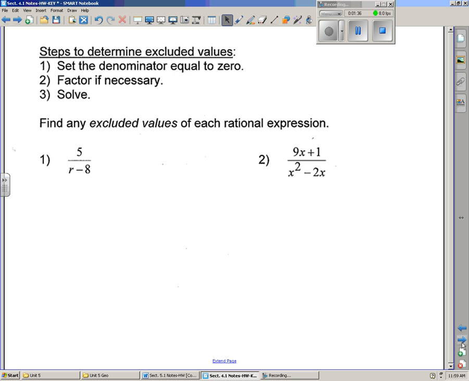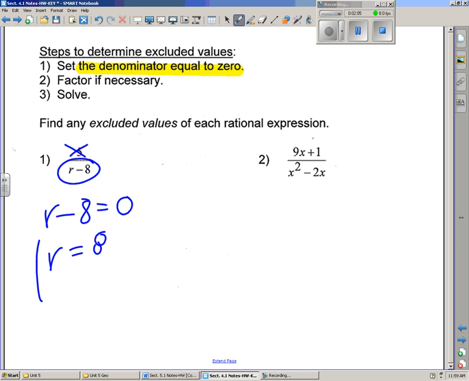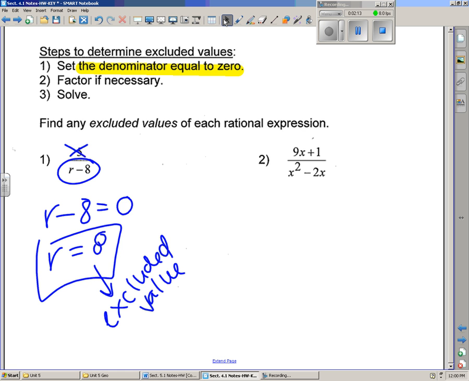So the way that we find excluded values is we're only worrying about the denominator. So you're going to set the denominator equal to 0. You're going to factor that denominator if necessary, and then you're going to solve. And whatever you get as your answer, that's the excluded value. That's going to make the fraction undefined. So we're only worried about denominators. Numerators are irrelevant. If we set the denominator equal to 0 and we solve, then r being 8 is the excluded value. That would make this whole problem be a 0.